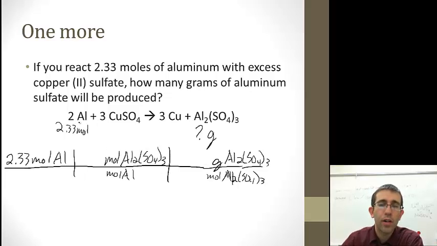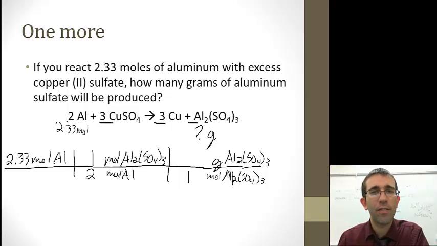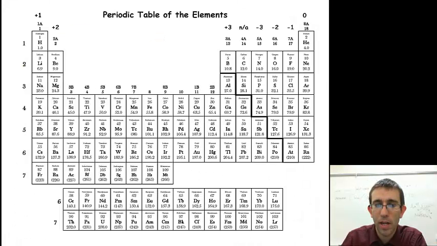Alright? Here we go. Mole and mole together. Our numbers come from our coefficients. Here's aluminum. There's my coefficient 2. Here's aluminum sulfate. My coefficient's 1. Alright? Moles and grams together. The mole is 1. Grams we find in the periodic table. We got to find aluminum, sulfur, and oxygen. So let's go back here. Aluminum's right here at 27.0. Sulfur's 32.1. Oxygen 16.